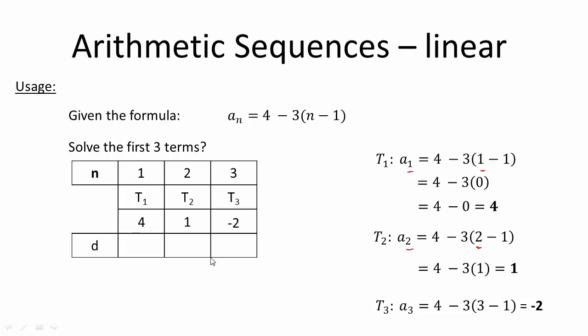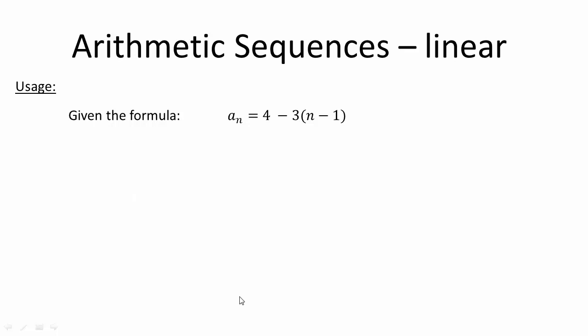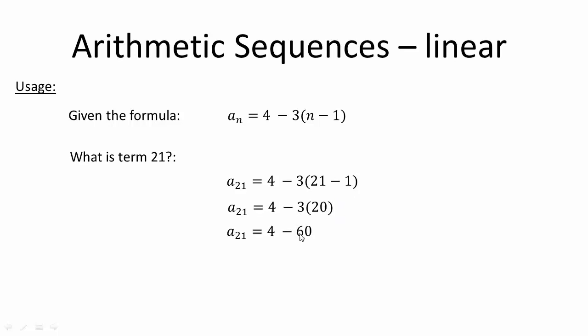Now let's just check that those differences are constant. We said term 2 minus term 1, that's 1 minus 4, and we found that that is equal to negative 3. And T3 minus T2 is negative 2 minus 1, which also equals negative 3. Right, why might this be useful? The beauty about an arithmetic sequence is you can solve for any number in the sequence. So what if I wanted to find the 21st term? The 21st term would be 4 minus 3 times (21 minus 1), and we can go ahead and solve that to equal negative 56.